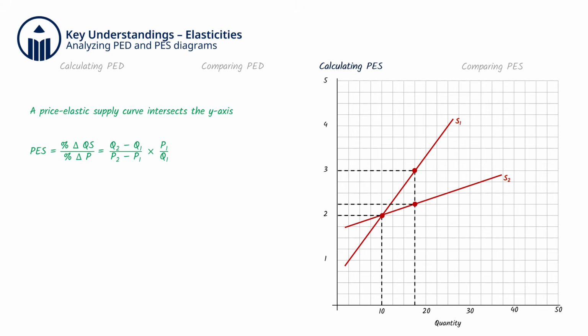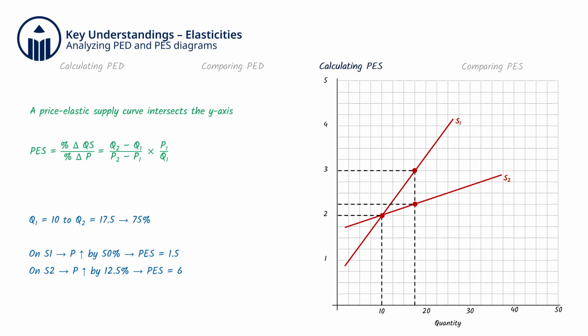What about the shape of a price elastic supply curve? Take a look at these two supply curves, and let's calculate the PES between 2 points on each curve, with the same percentage change in quantity, from 10 units to 17.5 units, which is a 75% increase in quantity. However, on S1, an increase in price from 2 to 3 is a 50% increase in price, giving us a PES of 75% divided by 50%, which is equal to 1.5.